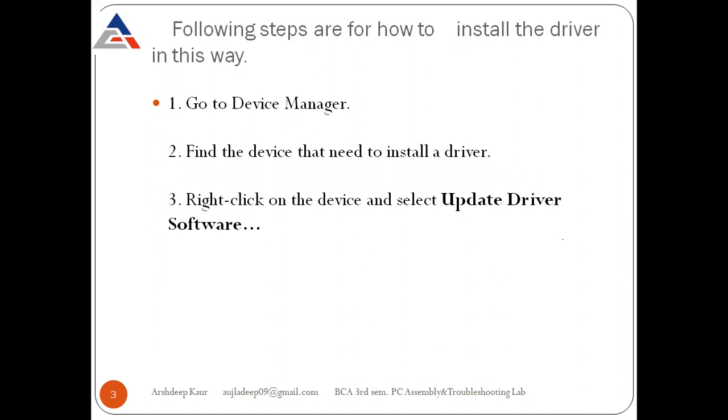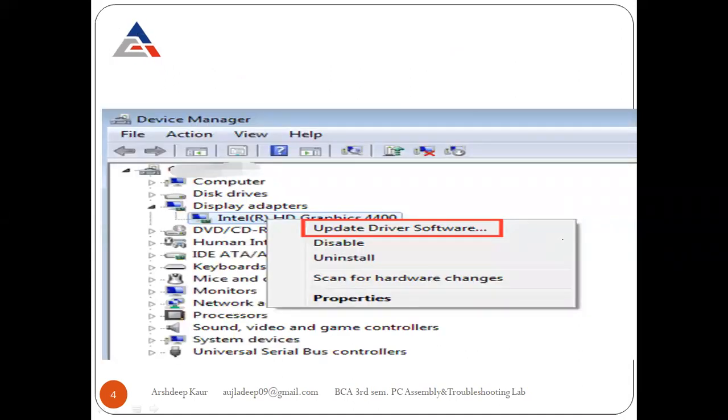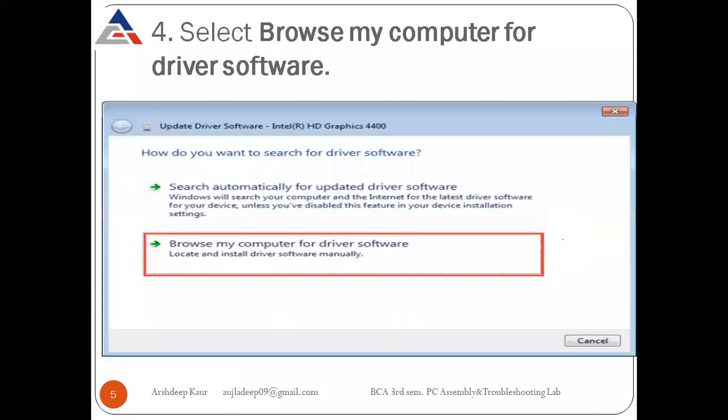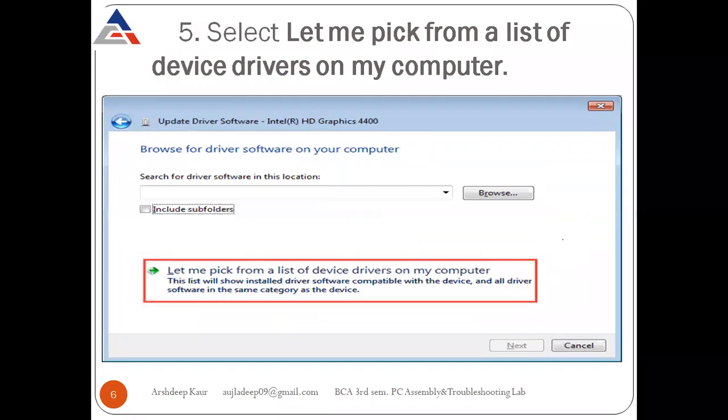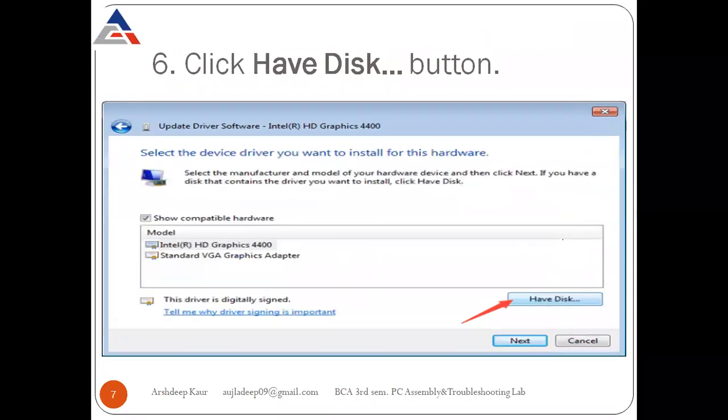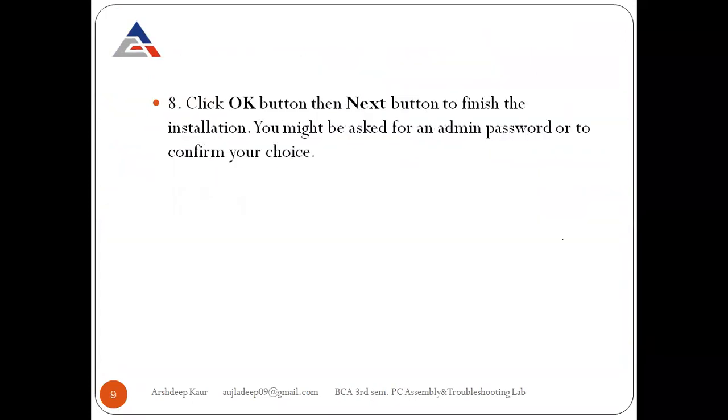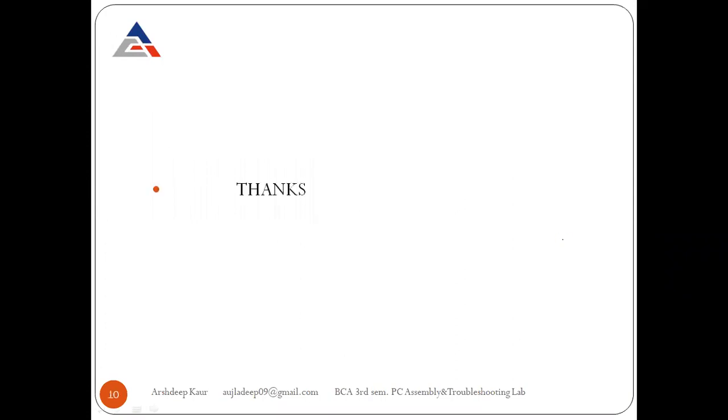So once we have decided to update the driver software, we have to follow some very basic steps to find out where these downloaded drivers are stored. So just click on update driver software, then browse my computer for driver software. I just want to check where I have this downloaded driver file. Then you have to follow very basic steps for updating drivers.